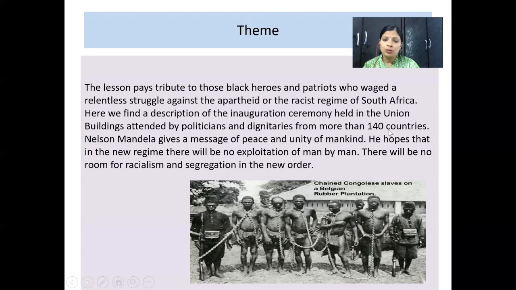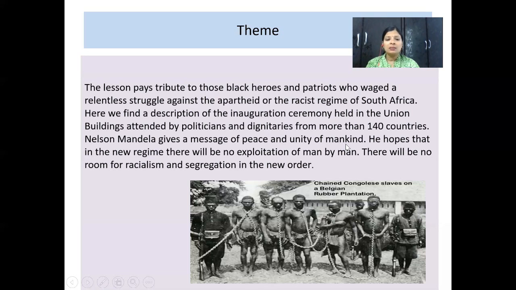Children, you all must know that South Africa was earlier banned. No country was interested to take part in any kind of business deal with South Africa because there was apartheid and the world was against apartheid. And since apartheid was removed, around 140 countries took part in the inauguration ceremony, which was a great achievement for South Africa. And Nelson Mandela gives a message of peace and unity of mankind.